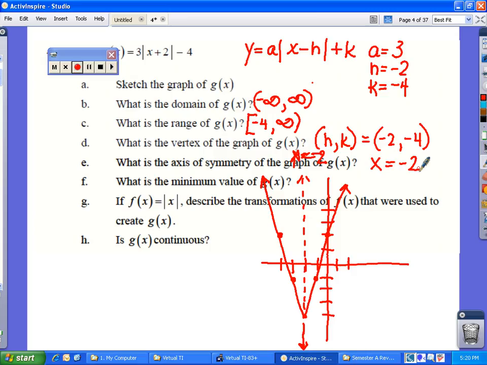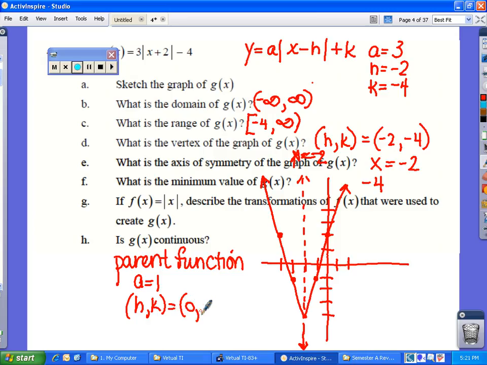What is the minimum value of g of x? Our minimum value is the same as the lowest value of the range. It is negative 4. If f of x was just the absolute value of x, describe the transformations of f of x that were used to create g of x. Remember, the absolute value of x would be our parent function. If we compare it to our original standard form up here, we see that our a value is 1 for the parent function, and the h, k, or vertex, is 0, 0.